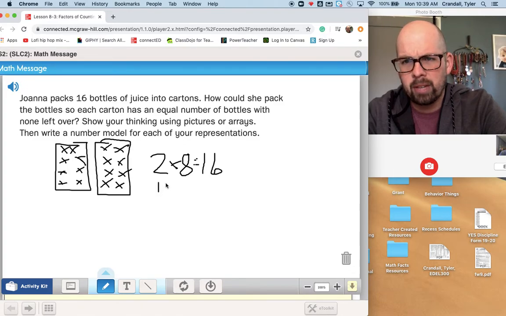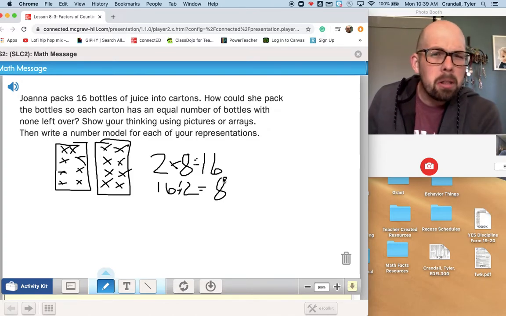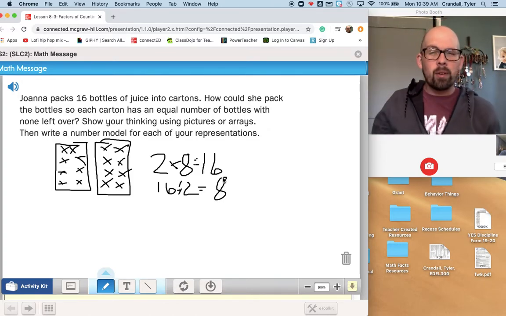We could also think of it like division. 16 bottles. How could she pack the bottles so that each carton has an equal number? So 16 divided by 2 equals 8 in each carton. And if you're like, but Mr. Crandall, they did it another way, great, there's lots of different ways you could do it.